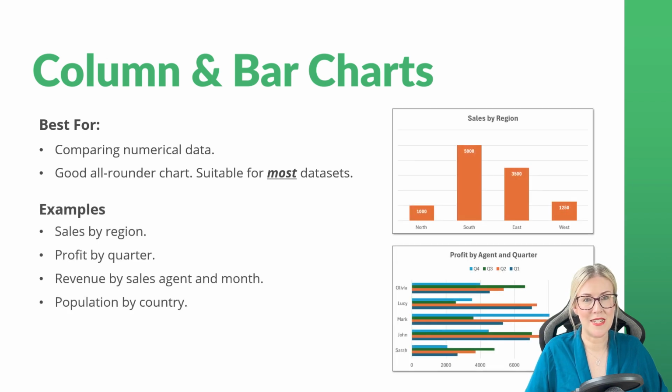Now, what types of data would we display in column and bar charts? Well, maybe we want to find out what the sales are by region, or the profit by quarter. We can even add in another category or another series and show the revenue by sales agent a month. Or maybe we want to show something like the population by country. And you can see a couple of examples on the right-hand side. So let's dive into the example and create a couple of charts.